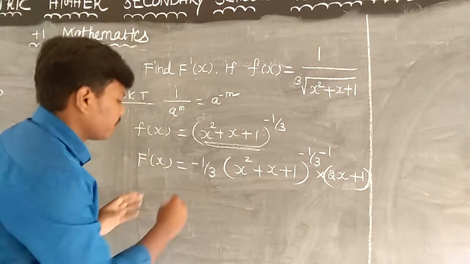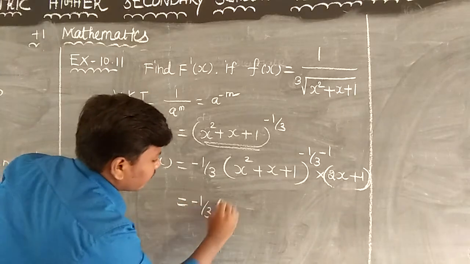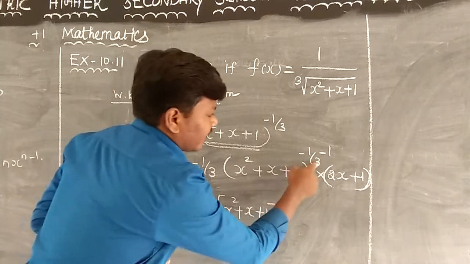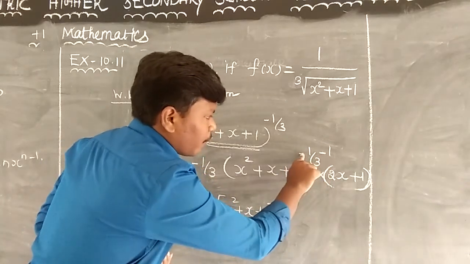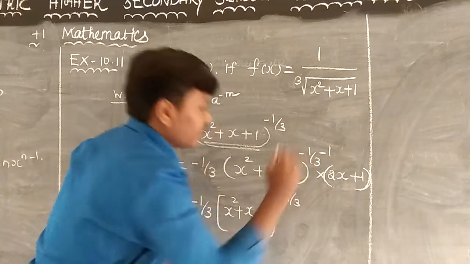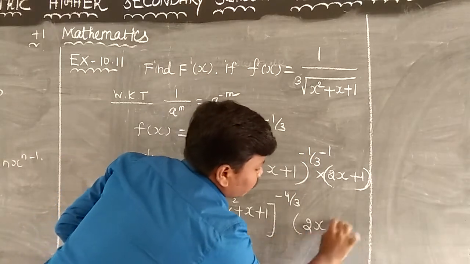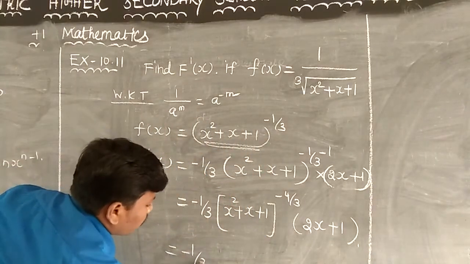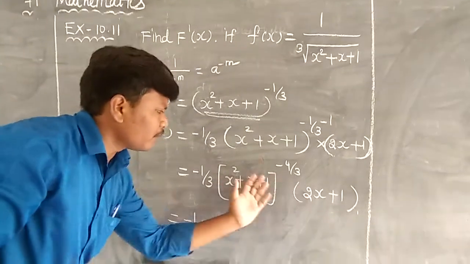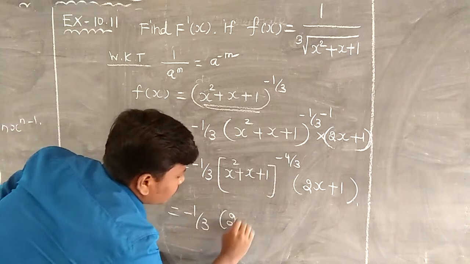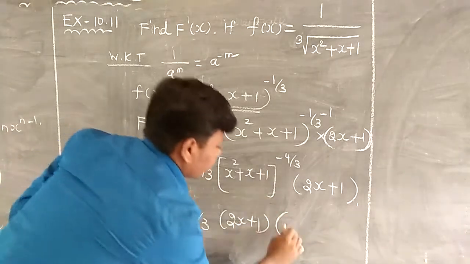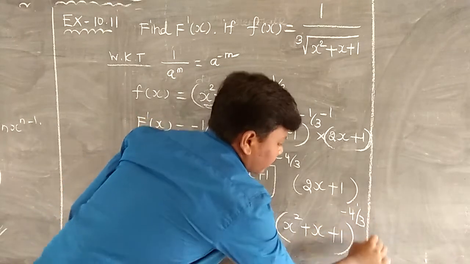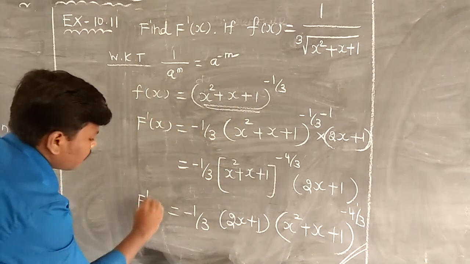So now I am going to simplify the values. Minus 1 by 3 into (x square plus x plus 1) whole power, cross multiply: 1 into minus 3, minus 3, minus 1 minus 3, you get minus 4 by 3, into 2x plus 1. So directly we can write the final answer: minus 1 by 3, you can multiply, both values are in multiplication. So write the first (2x plus 1) into (x square plus x plus 1) whole power minus 4 by 3. So this is the value of f dash of x.